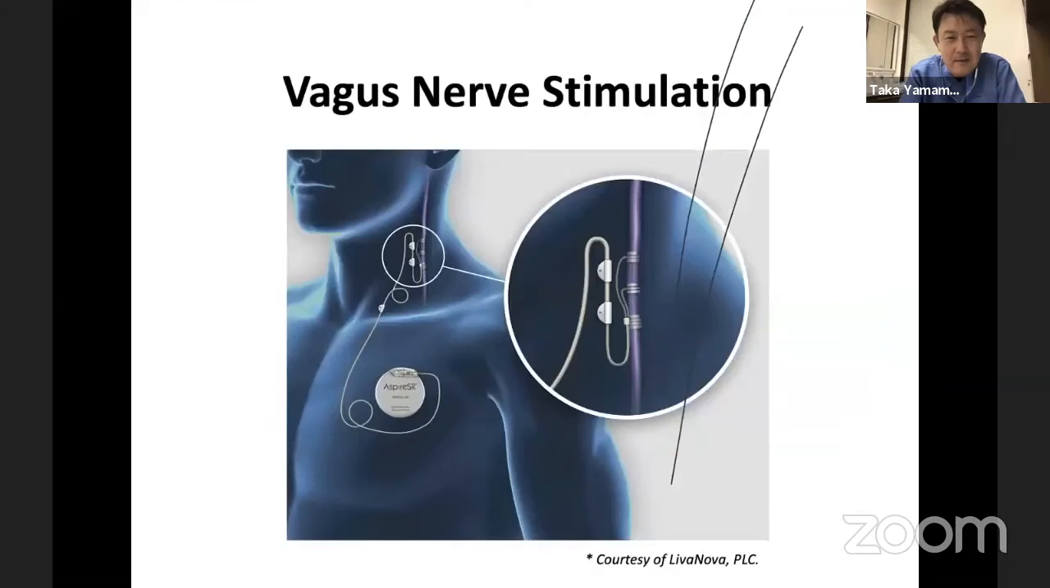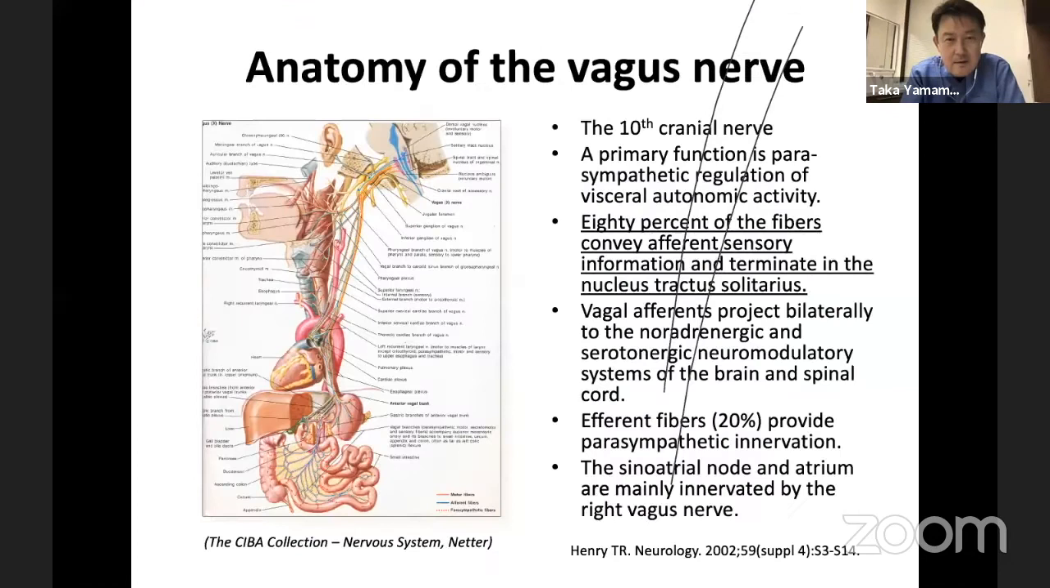The last one, vagus nerve stimulation. This is the anatomy of the vagus nerve. We normally put the device on the left side, because the right vagus nerve innervates the atrium. Stimulation of the right vagus nerve may cause bradycardia, but that's complicated. Normally we use the left side, and 80% of the vagus nerve conveys afferent sensory information to the brain, so it's reasonable to select the left side.